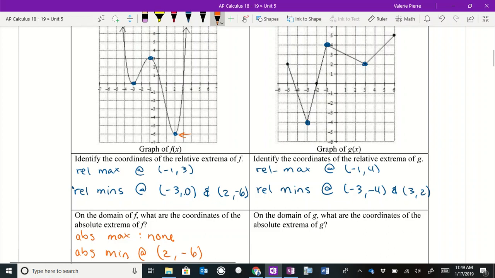Okay, and on g, we're looking at the domain of g. Notice that at the endpoints, they don't go on forever. So these endpoints are still coordinates on the domain of g. So the absolute maximum point is this point here, which is (6, 5). And our absolute min is this point here, which is (-3, -4).